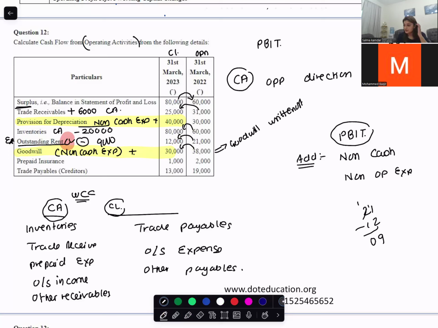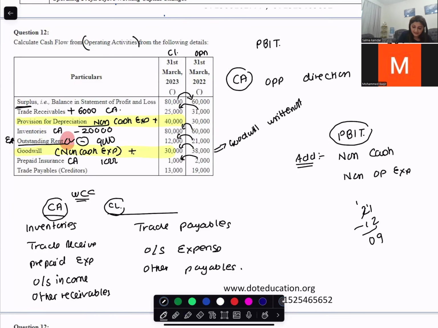Prepaid insurance. Prepaid expenses are a current asset. That current asset is being decreased, so you will add it.